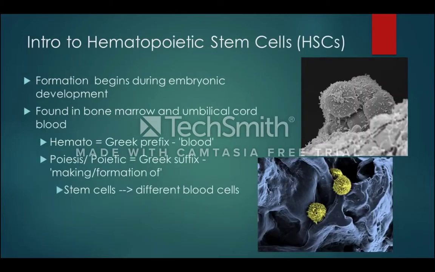So that was stem cells. So now this is hematopoietic stem cells, or HSCs, and they're a specific type of stem cell. They're formed during the embryonic development like most cells, but they can only be found in bone marrow and umbilical cord blood as an adult.